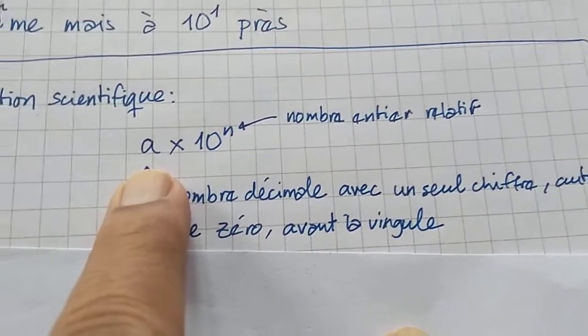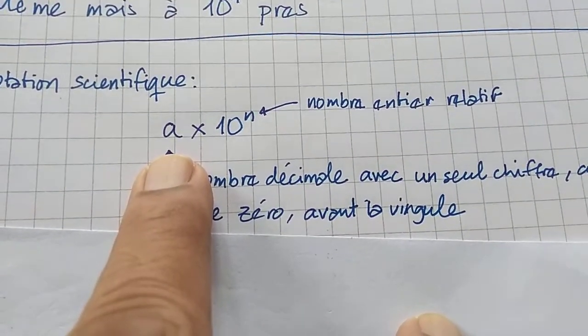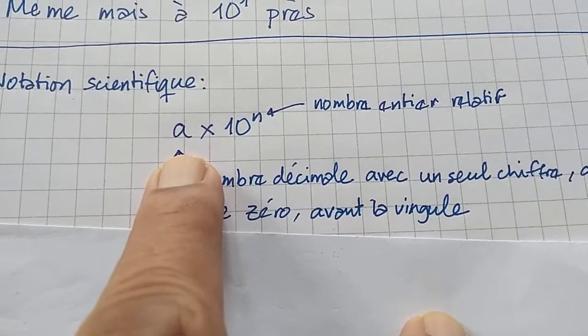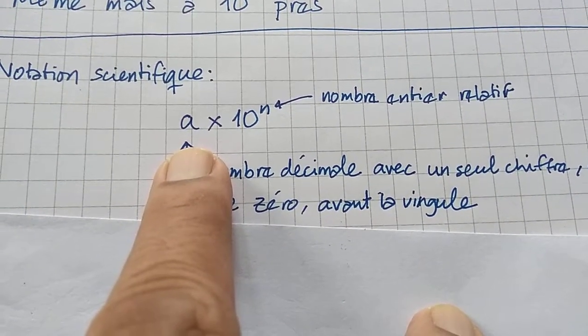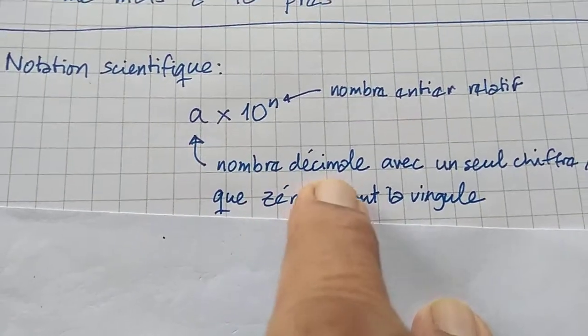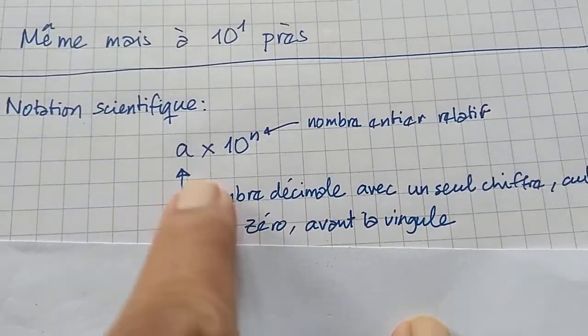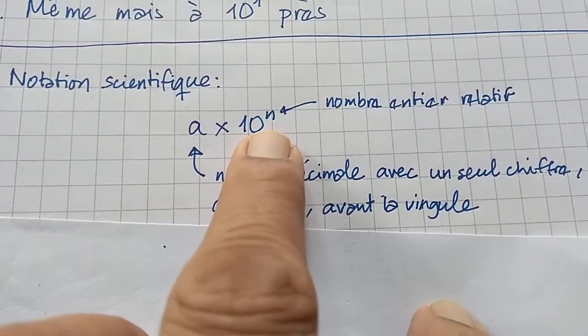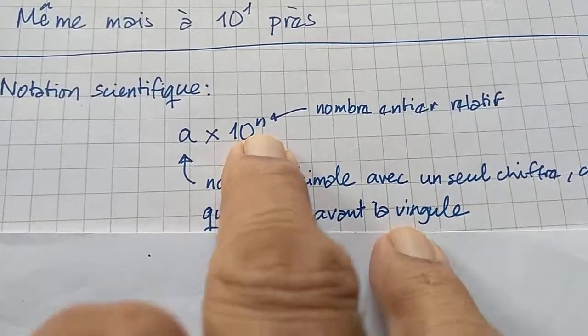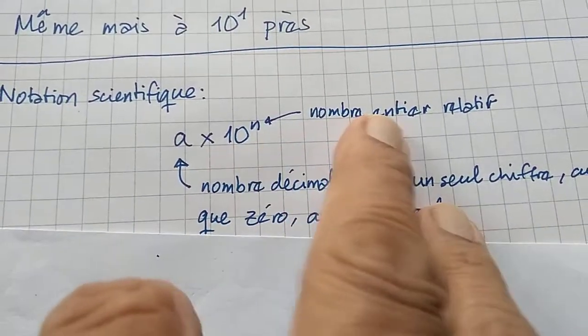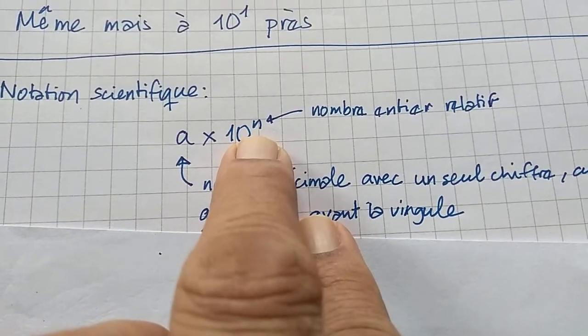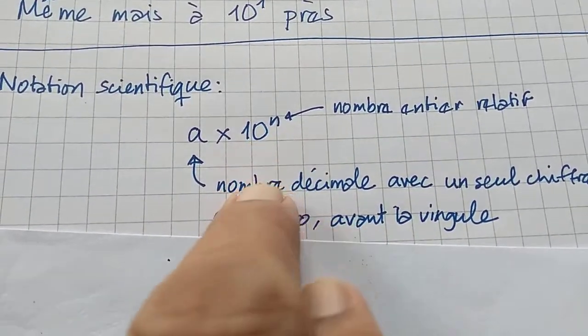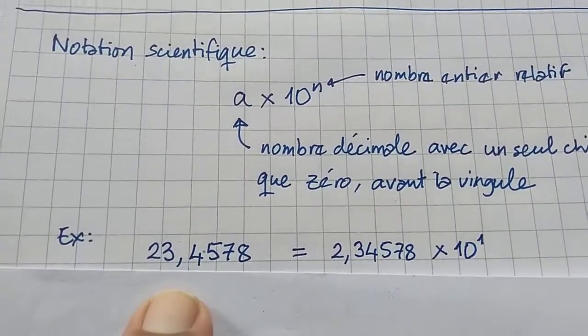It can be 1.678 or 1.234, or it could be 6.70, or it could be just 6, which is also a nombre décimal, but only one digit before the virgule here, into 10 to the power n, where n is a nombre entier relatif. Entier relatif means it's either positive or negative, but it's an integer, a whole number.